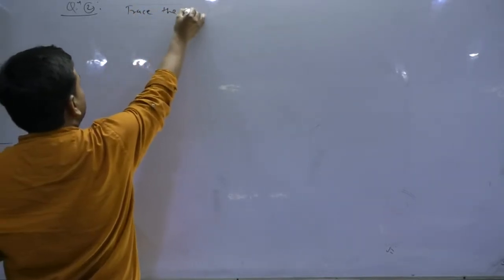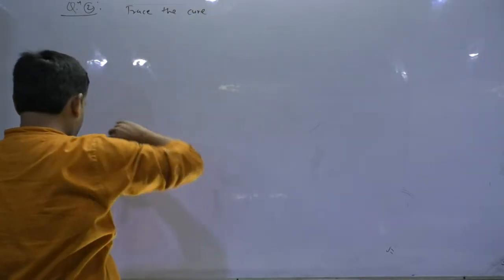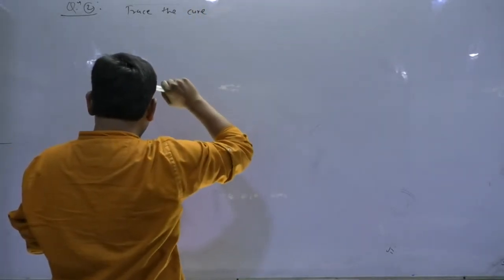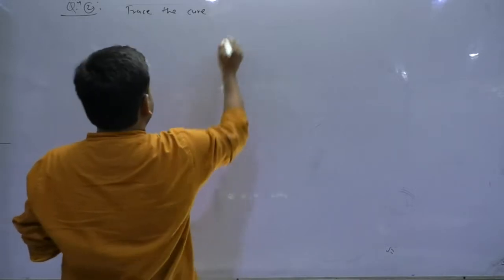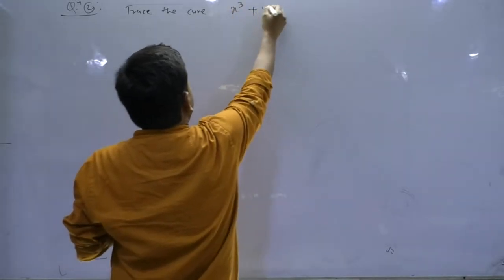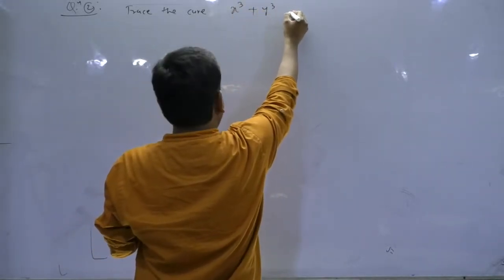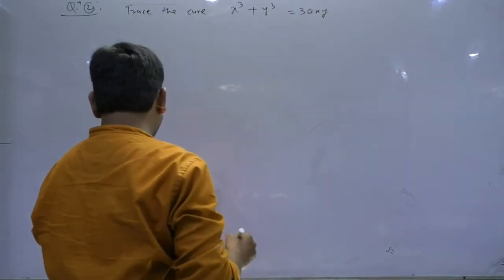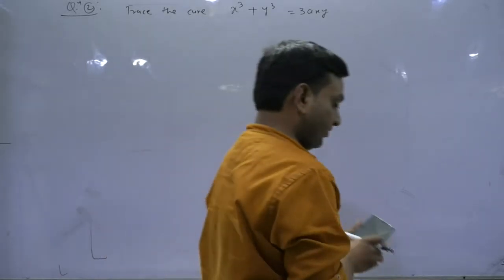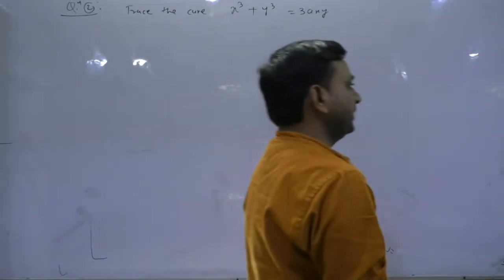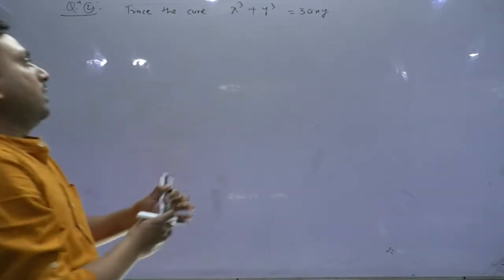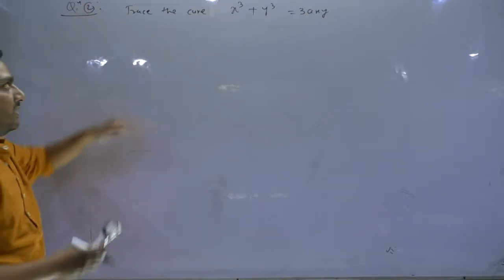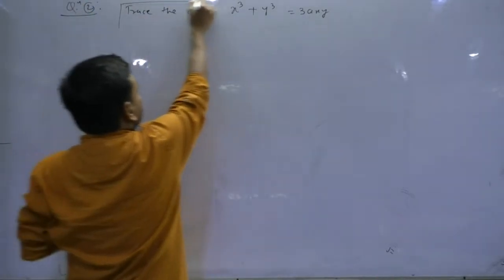Trace the curve. Tracing the curve means you have the given curve x cube plus y cube equals 3axy. Okay, children, let's go. We have been asked to trace this curve.